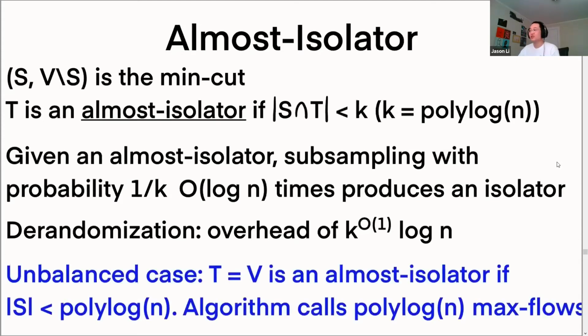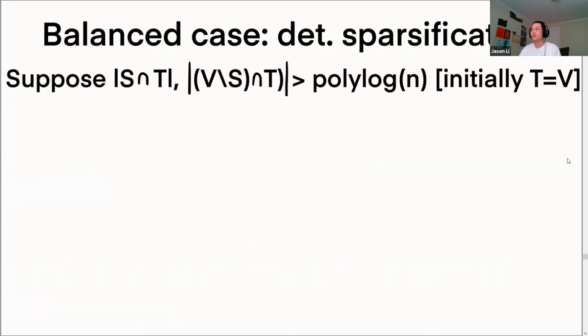So this essentially solves the unbalanced case that we've highlighted before. Suppose that the min-cut S has, let's say, polylog n vertices on the smaller side. Then by setting T to be the entire vertex set, this is already an almost isolator. And then we can de-randomize the subsampling procedure, and we get an algorithm that uses polylog n maximums. So this already solves the unbalanced case. Okay. So the balanced case requires more work because again, we cannot de-randomize very small sampling probabilities.